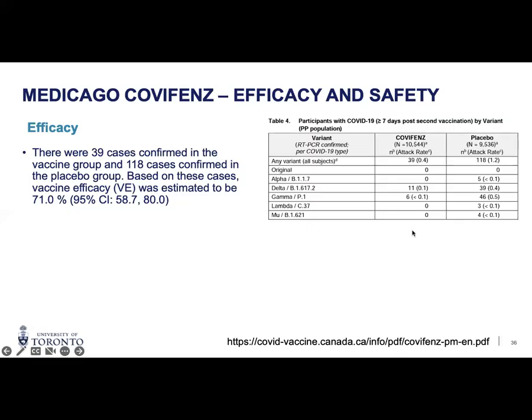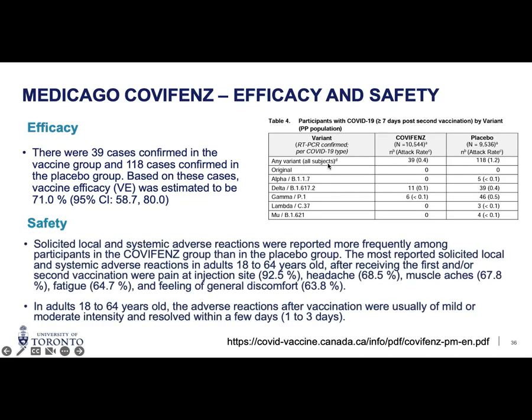So for efficacy, what the study found was that there were 39 cases confirmed in the vaccine group and 118 cases confirmed in the placebo group. Based on these cases, vaccine efficacy was estimated to be 71%. Table 4 presents diversity of variants that were identified during the phase 3 study. The dominant variant during the study's trial was Delta, and this trial was conducted before the emergence of the Omicron variant. So we don't know how it will be against this, particularly the Omicron variant.